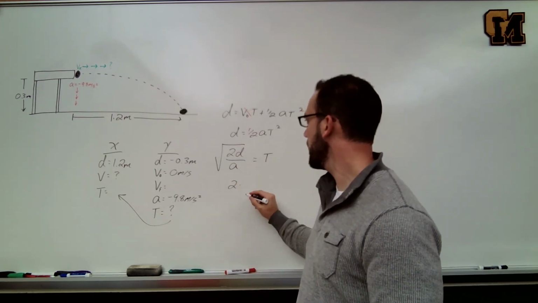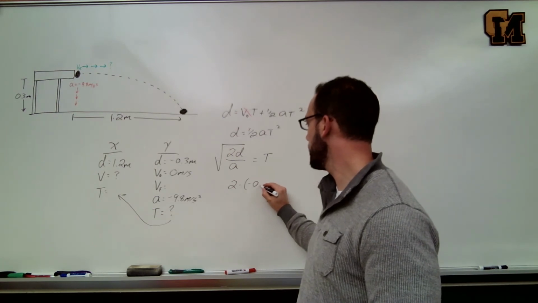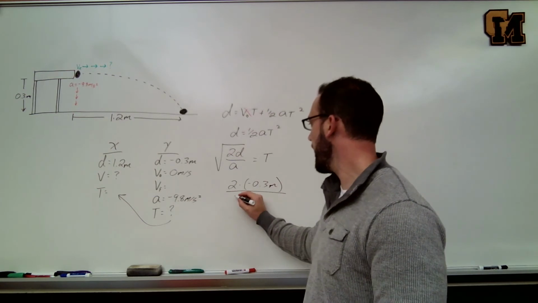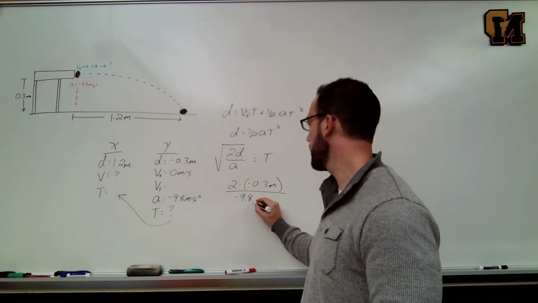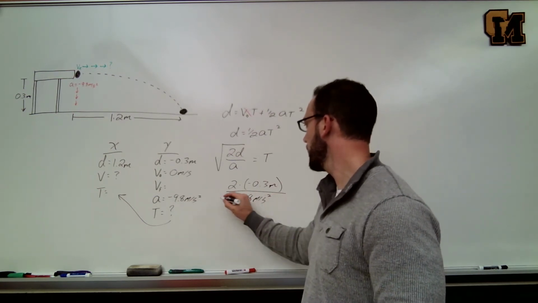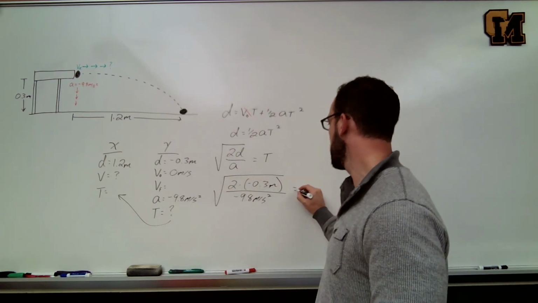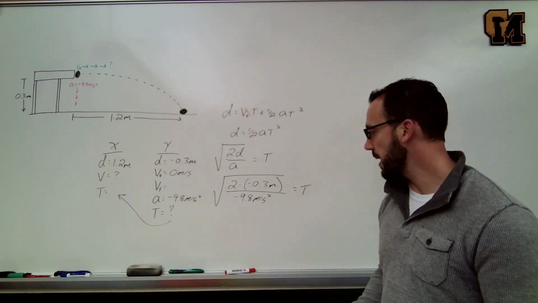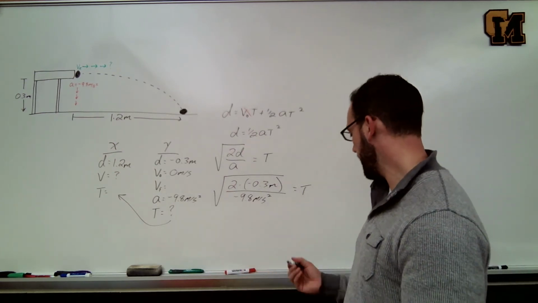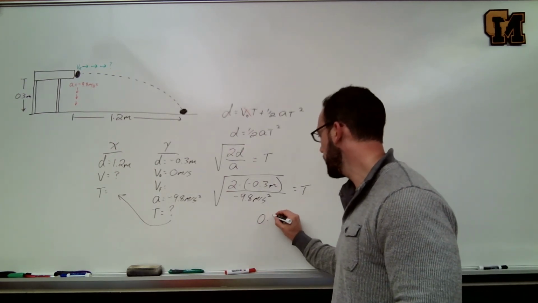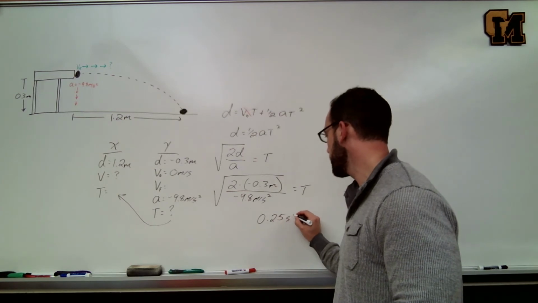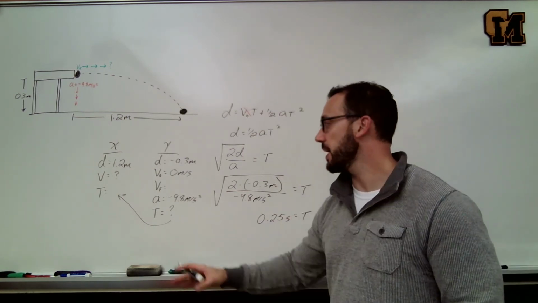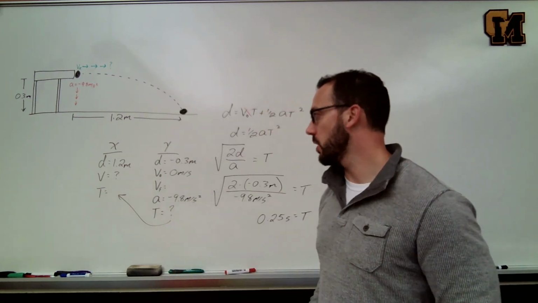So 2 times d, which is negative 0.3 meters, divided by a, which is negative 9.8 meters per second squared, and all of that is under my square root symbol. When I plug in my numbers into my calculator, I get a time of 0.25 seconds for time. Now that I have time, I can go back to the x and solve for velocity.